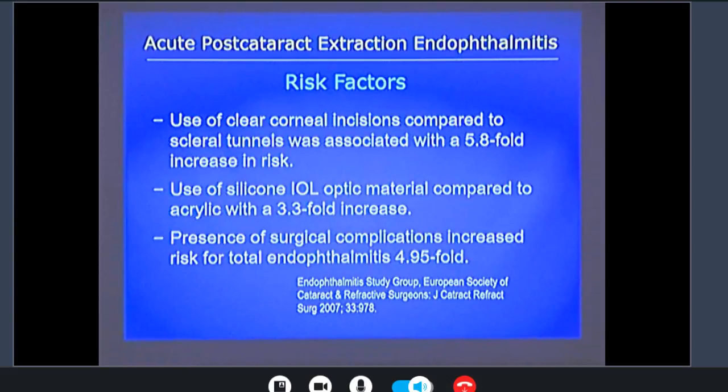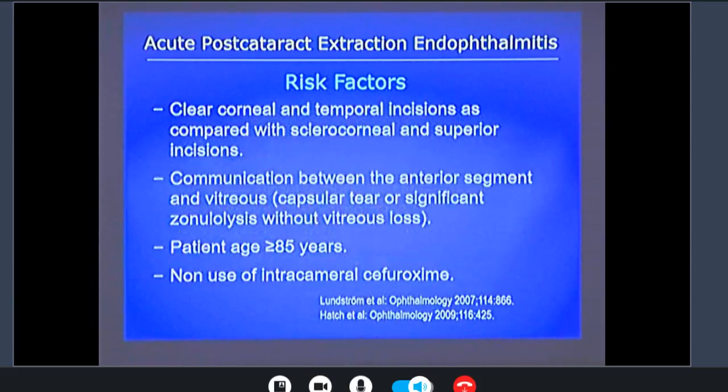Again, as I said, surgical complication like dehiscence of the zonules or rupture of the pseudocapsule, and they need to do vitrectomy. In this study, which is an important study, showed that this increased risk 5 times. This is another study. This is a summary of 2 studies. Again, they showed the same. It's the same has been shown in many studies that clear corneal incisions are increasing the risk. Communication between the anterior segment and the vitreous due to capsular tear or significant zonulitis without vitreous loss.